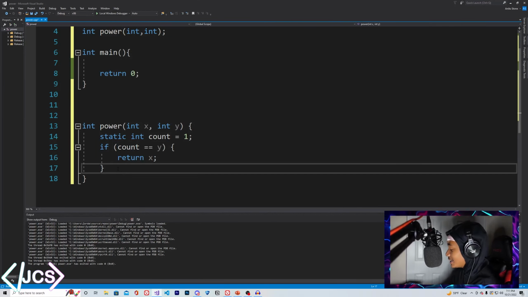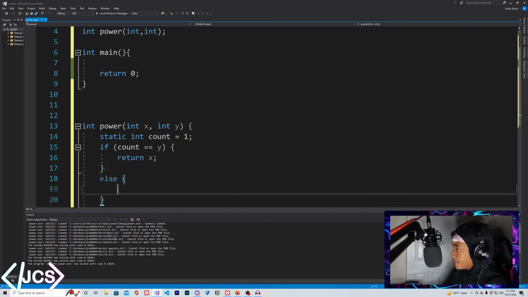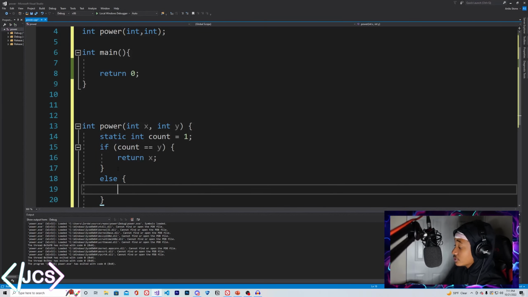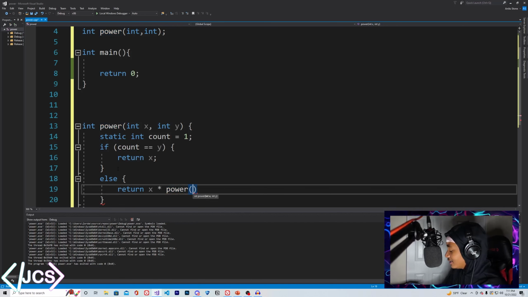So with that being said, that means that if it isn't equal to y, then, well, else, we're just going to return something else. This is x times, sorry, I had a brain lag, power x, and is it y or is it y minus 1? I think it's still x. I think it's still this.